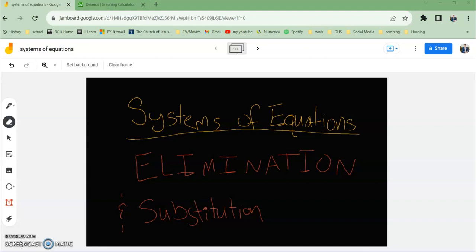Today I want to go over systems of equations, and there are a lot of different ways to actually do these problems, but the most common ones are either elimination or substitution, and those are the ones I want to go over today. So the first one is probably the most simple.